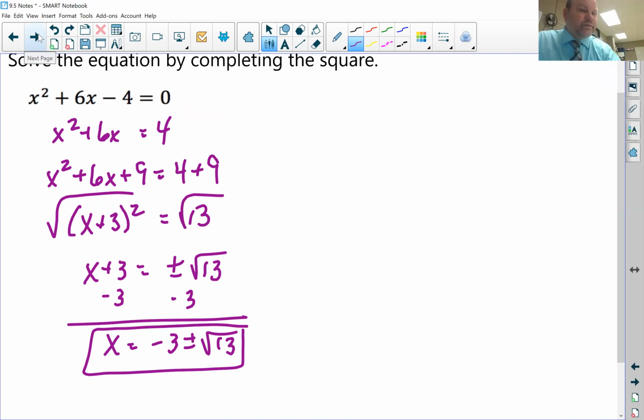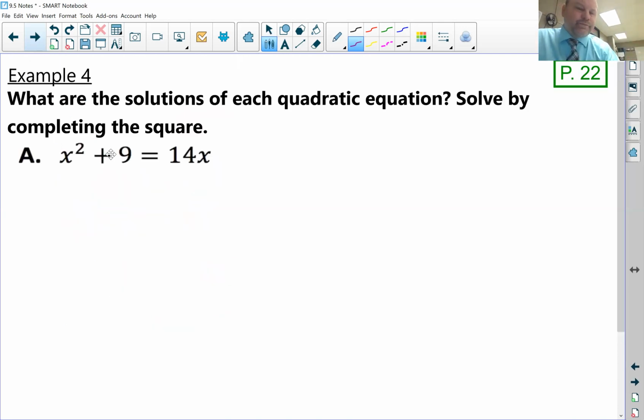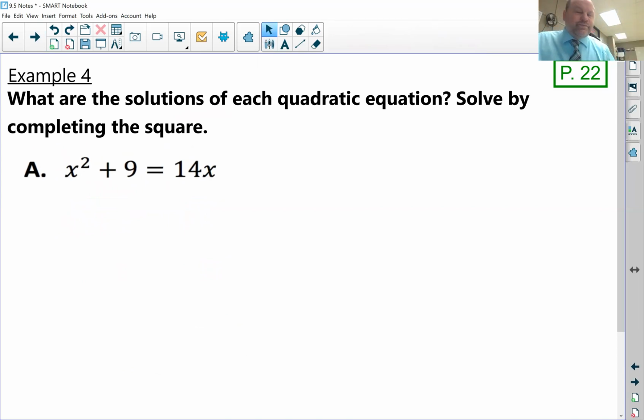All right. So the equations, when we're completing the square, are not always going to be given to us in our standard form. We may have to manipulate them a little bit. So in this case, we want to get the x terms all together on one side and the terms without x on the other. So I would subtract 14x from both sides.